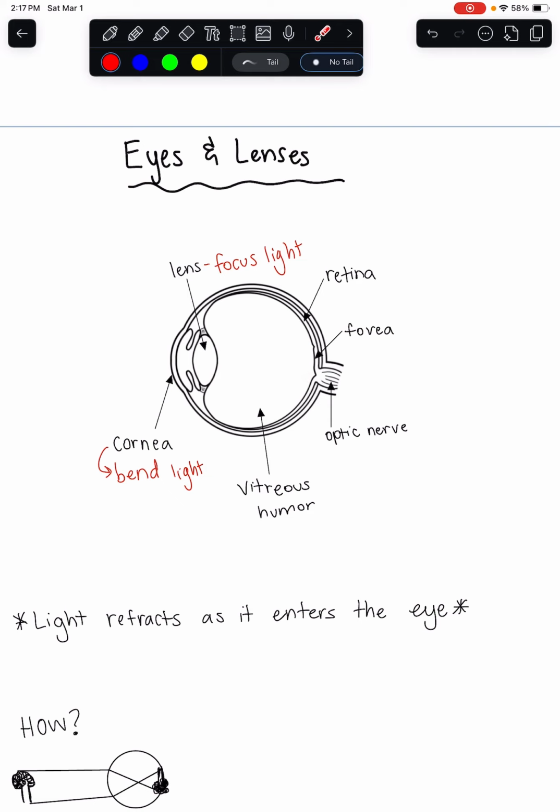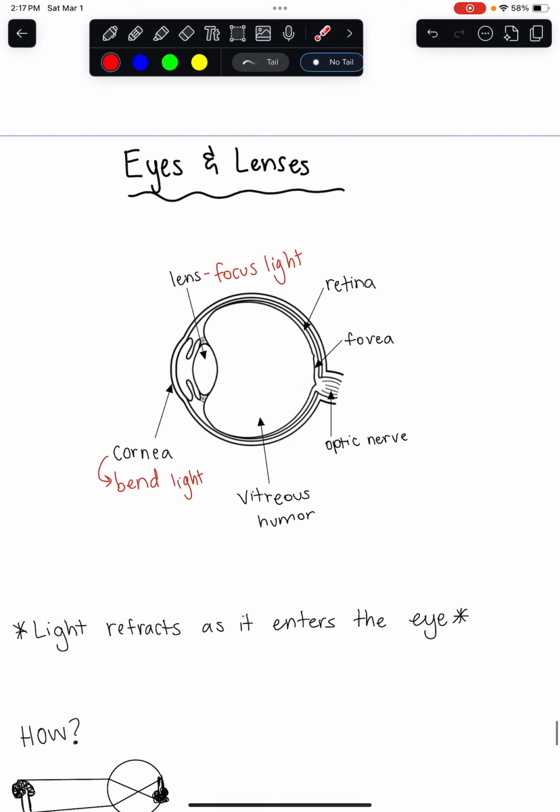But the reason why it bends light is because when light travels through air, it moves at a certain speed, and then when it hits the solid material, it changes the speed it travels, causing it to bend a little bit. Anyway, so these two things work together to help us see a clear image.